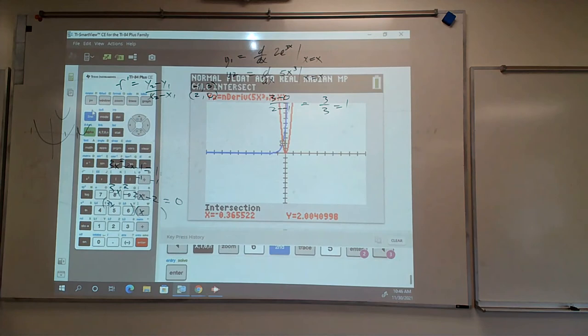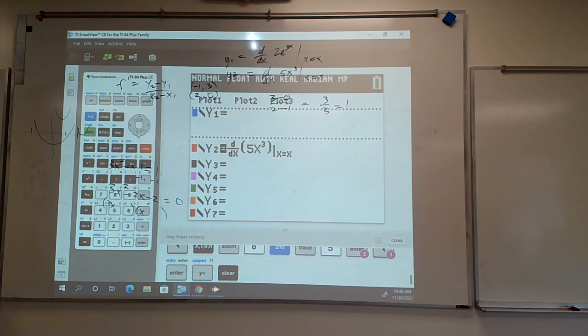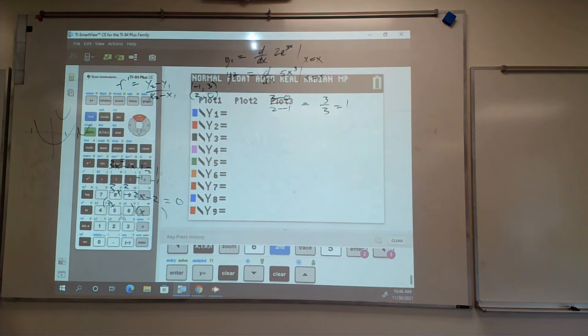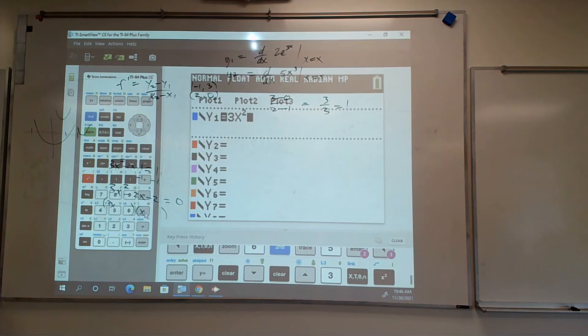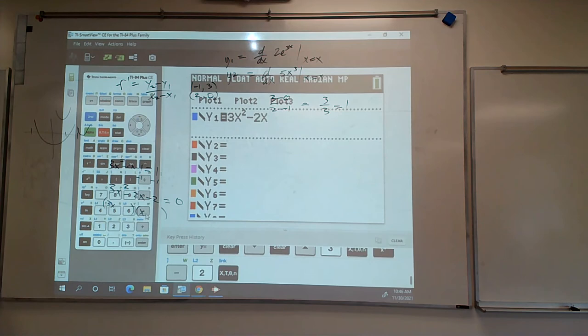Have we ever done this before? Find zeros? I don't think we found zeros, and I don't think we found them like this before. So this is 3x squared minus 2x minus 2. Zoom 6.